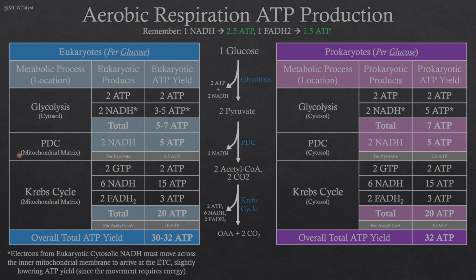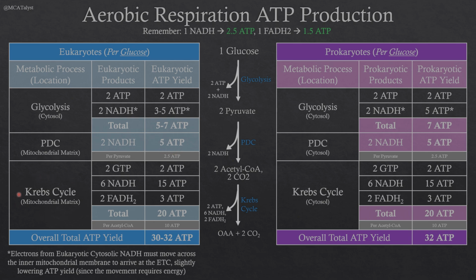Then we move on to the pyruvate dehydrogenase complex, where pyruvate being oxidized will help us produce 2 NADH. These 2 NADH are already in the matrix, so they can directly help us produce 5 ATP. So we're at a total of 10 to 12 ATP per glucose so far. So the PDC is directly helping us produce 5 ATP.